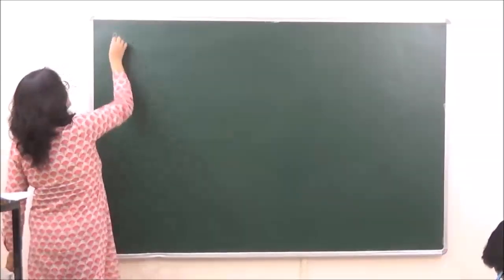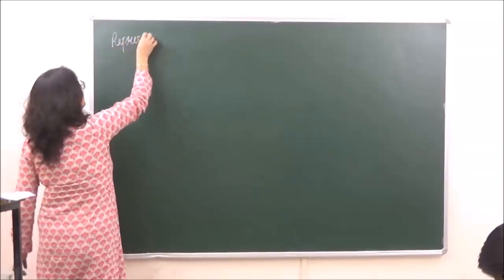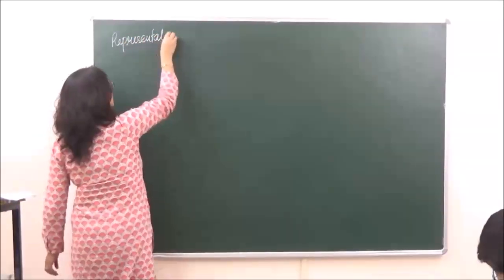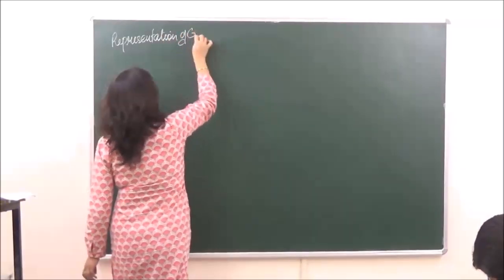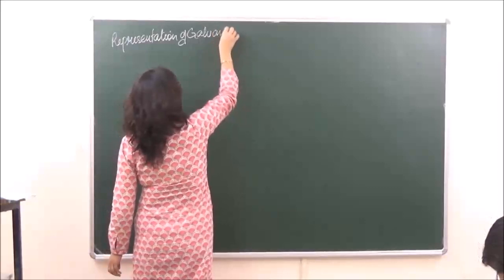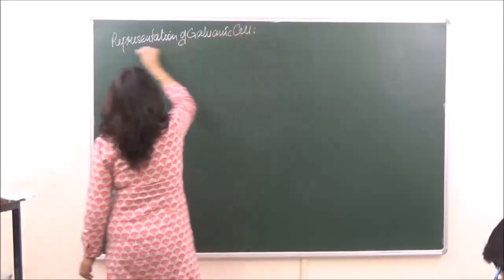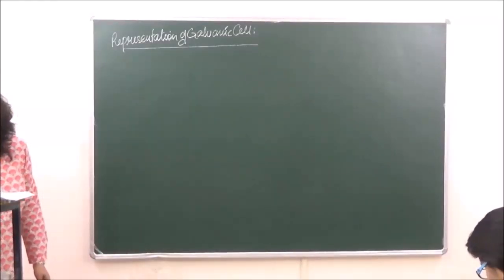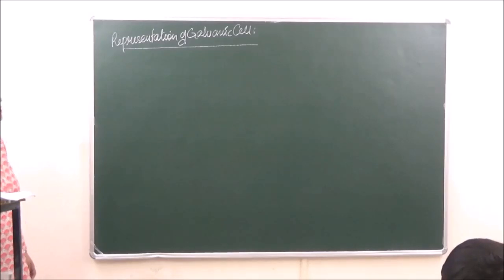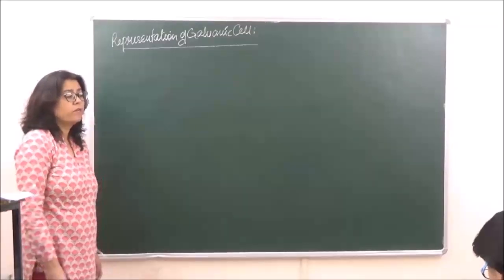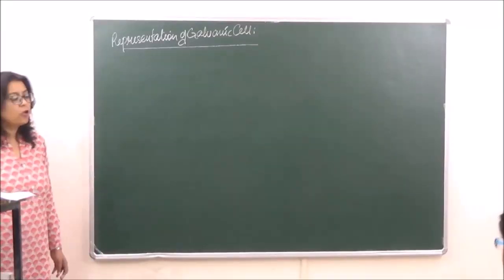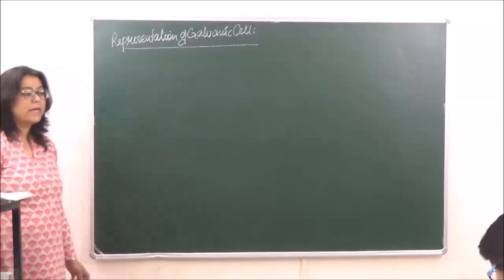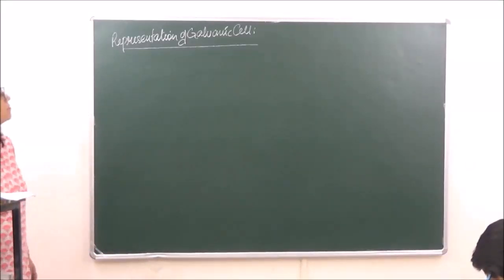Representation of galvanic cell. When we are going to represent the galvanic cell, please keep the points in mind. When representing a galvanic cell, the anode is always placed at the left and the cathode is always placed at the right. Okay? Anode is going to be placed at the left and cathode is going to be placed at the right.